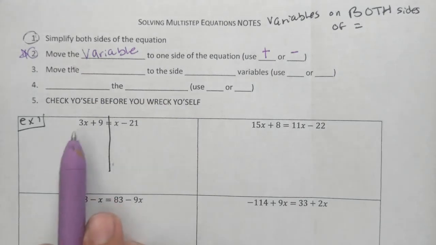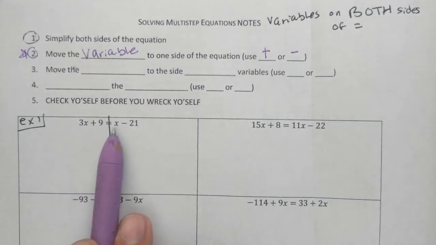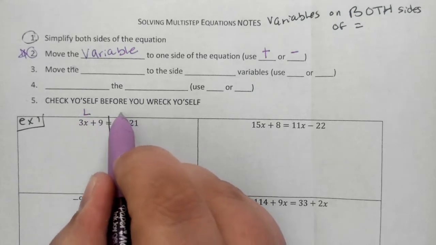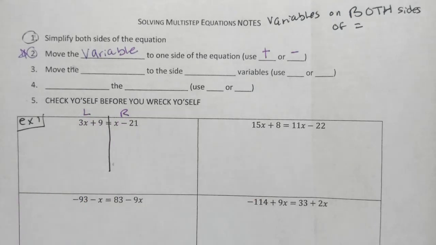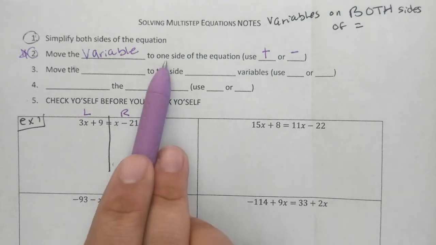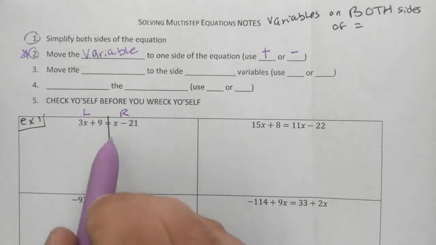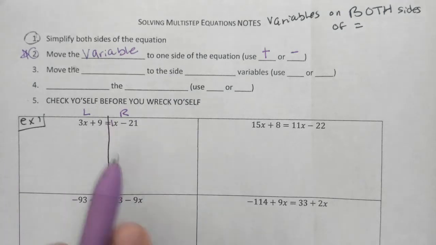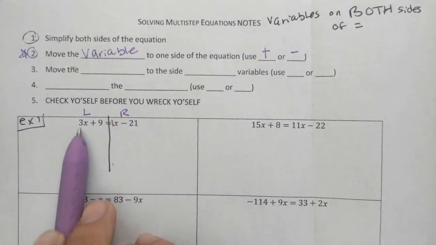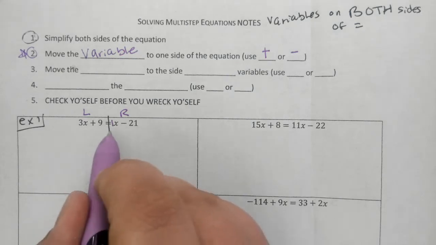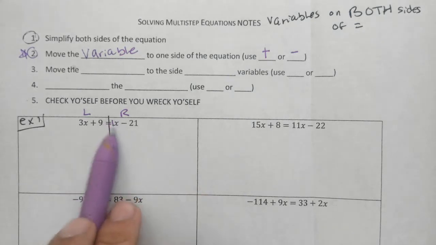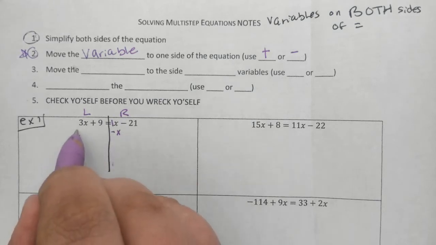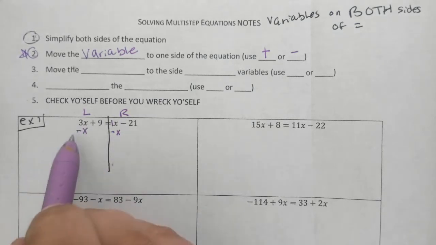So I've got 3x plus 9 equals x minus 21. I have variables on both the left and the right side. We want variables on just one side. Remember, the invisible number in front of x is 1. I'm going to move this 1x over to the left side. So to do that, the opposite of a plus 1x is to minus 1x. Or I can just write minus x.